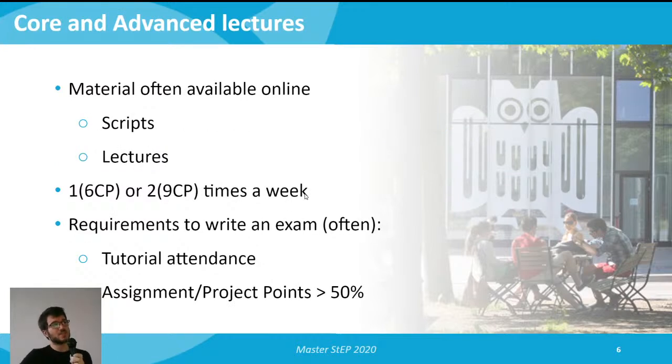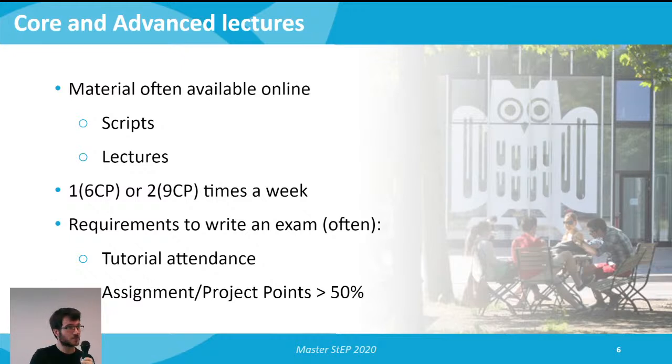Core and advanced lectures, like Arthur said, are more heavy load, but their materials are sometimes available online in the form of a script or lectures. There's a minimal difference between a core lecture and an advanced lecture. Let's say an advanced lecture has mostly 6 credit points and is once a week. Mostly core lectures are twice a week, and since they are more heavy load, they give 9 credit points. And the requirements to write the exams.